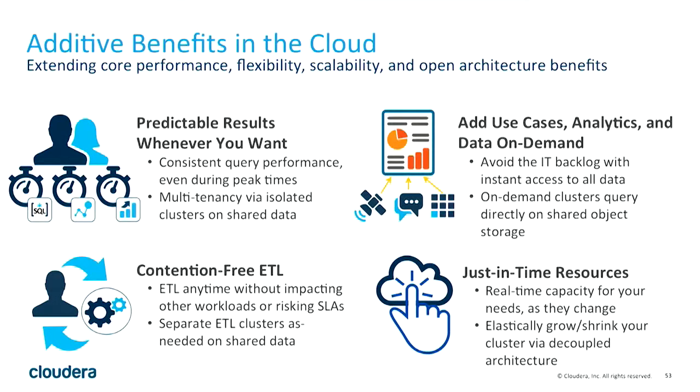So if I have separate tenants and separate clusters sharing common data underneath, I can give more predictable results. When one tenant group wants to increase their usage, they can just increase the number of nodes and grow their particular cluster without having to take away resources that might be available to another group. So this gives more predictability in terms of response times because of multi-tenancy via isolated clusters on shared data.